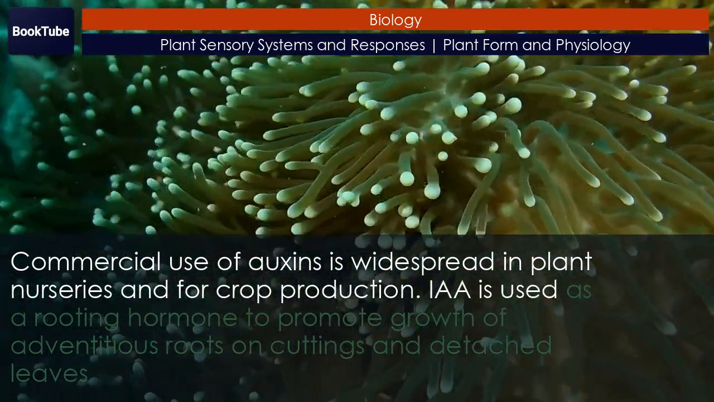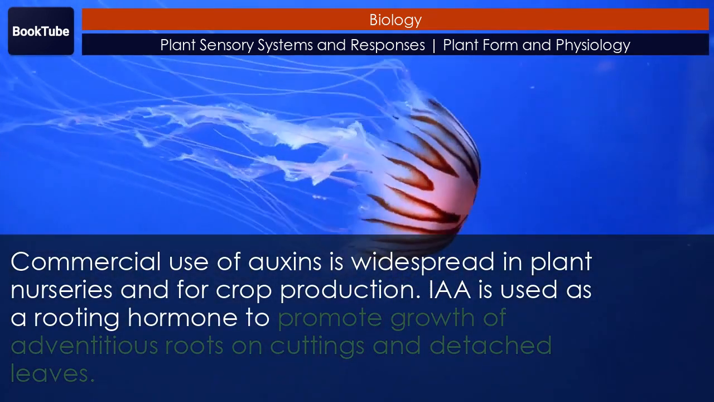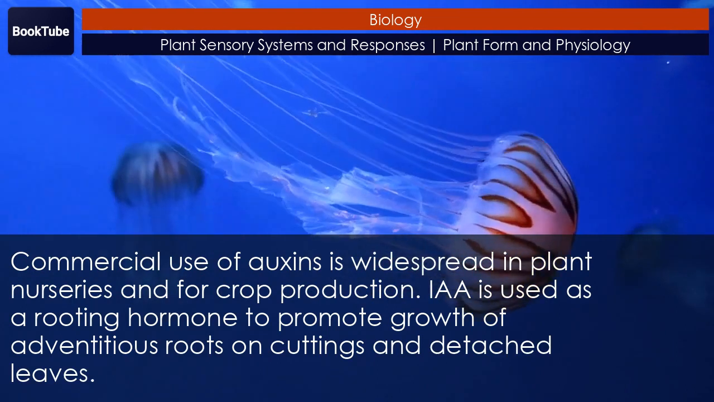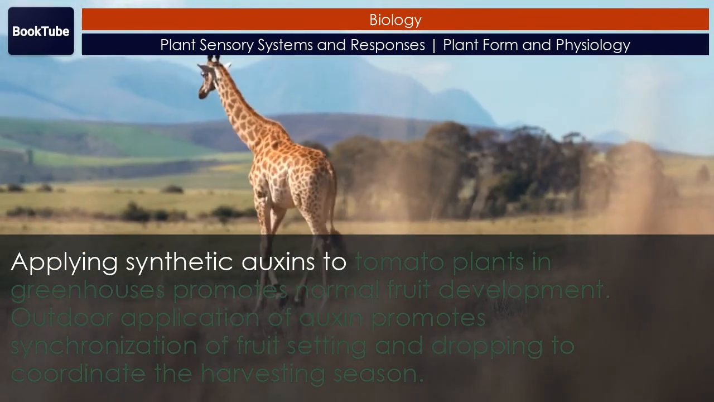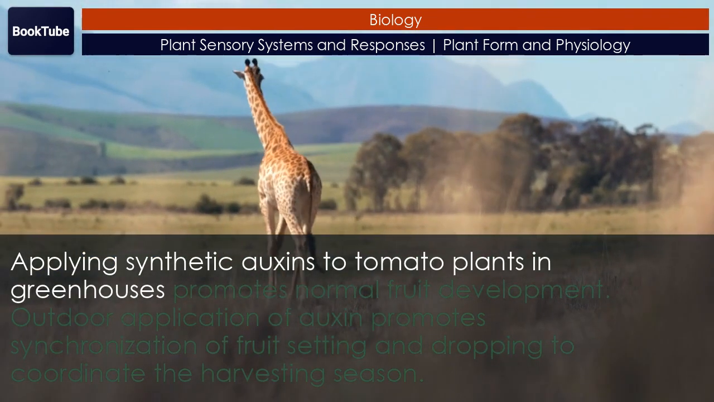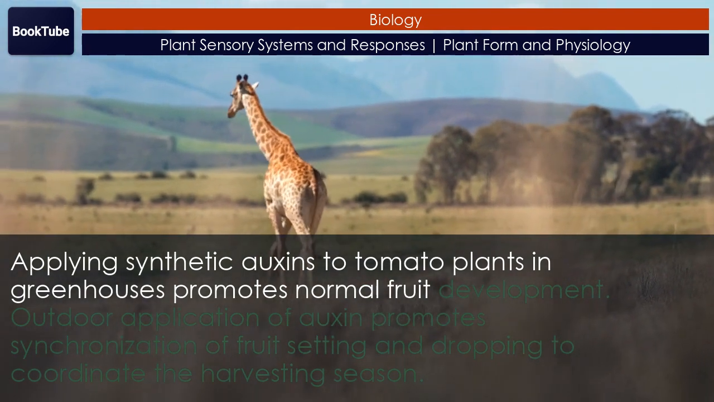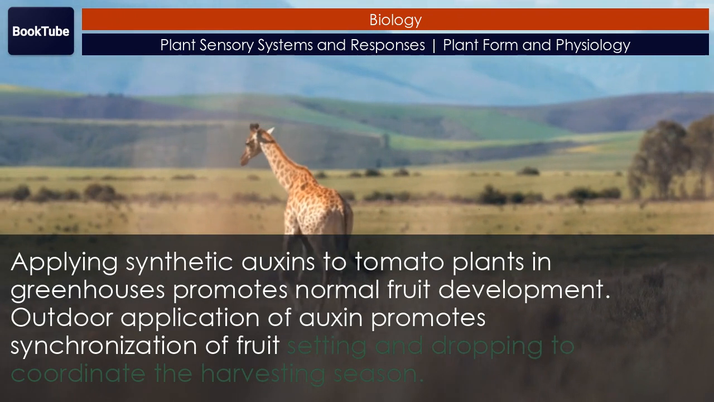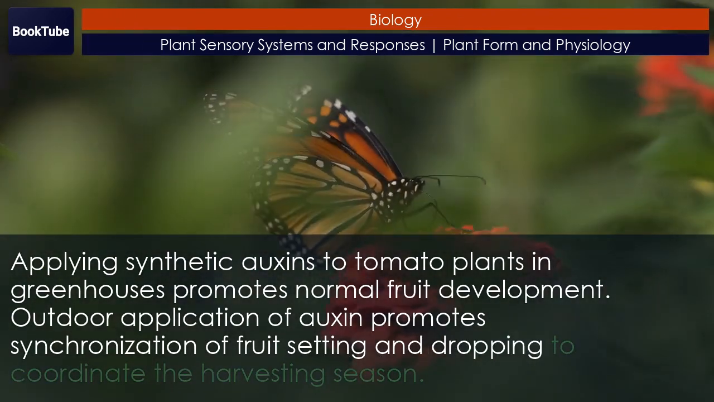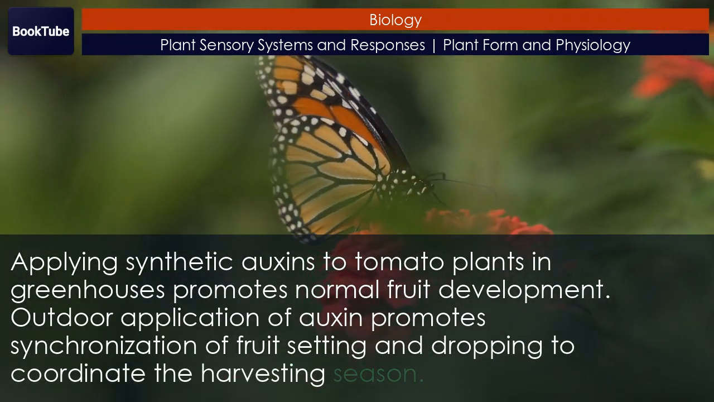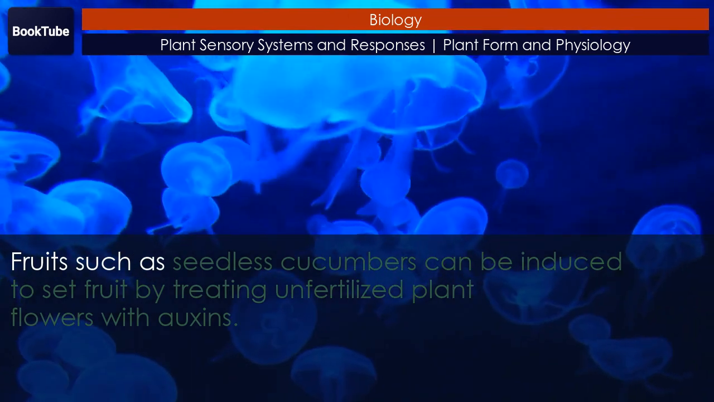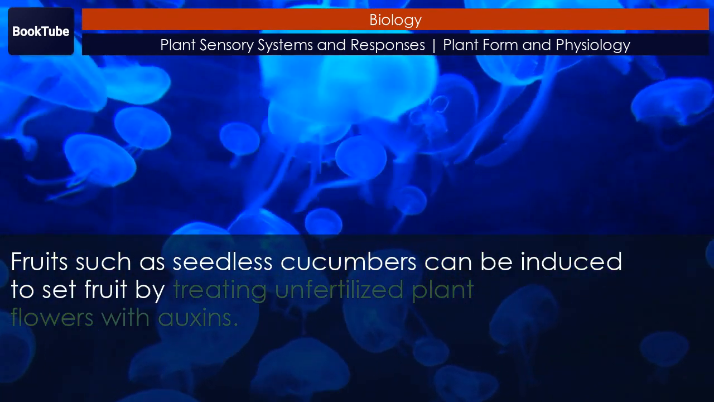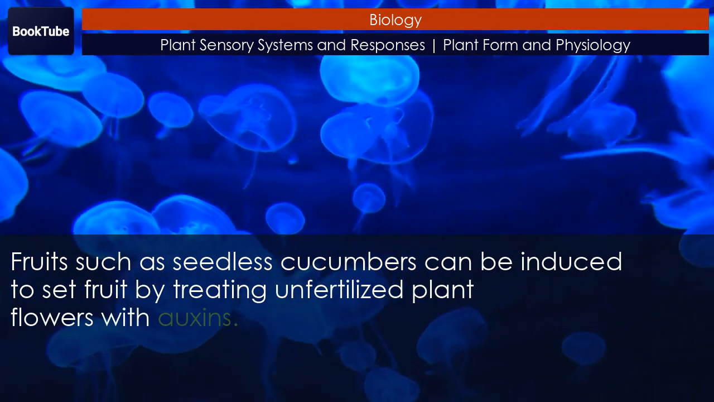IAA is used as a rooting hormone to promote growth of adventitious roots on cuttings and detached leaves. Applying synthetic auxins to tomato plants in greenhouses promotes normal fruit development. Outdoor application of auxin promotes synchronization of fruit setting and dropping to coordinate the harvesting season. Fruits such as seedless cucumbers can be induced to set fruit by treating unfertilized plant flowers with auxins.